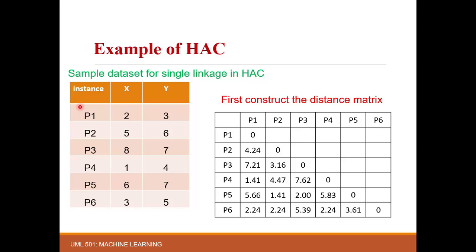For example, let's suppose we want to calculate the distance between P1 and P2. How do we use Euclidean distance to compute this? I use (2 minus 5) squared plus (3 minus 6) squared, and the square root of their sum. That becomes 3 squared plus 3 squared, and the square root of that is the square root of 18, which is 4.24. Similarly, other cell values are also computed. This distance matrix plays a very important role in HAC, so calculate it very carefully. Here cell values are rounded to 2 decimal places.